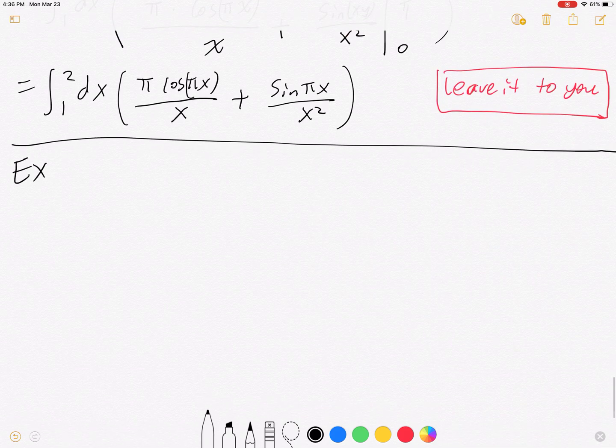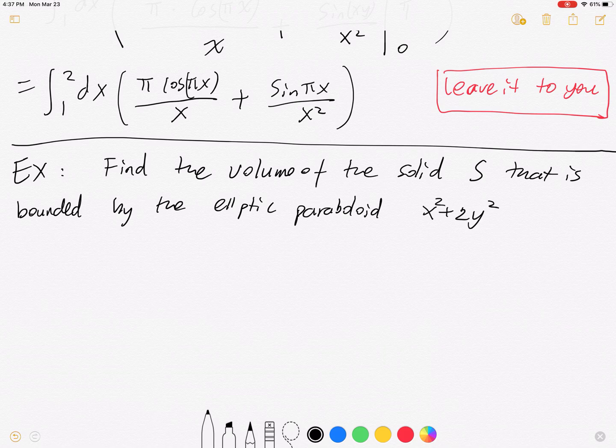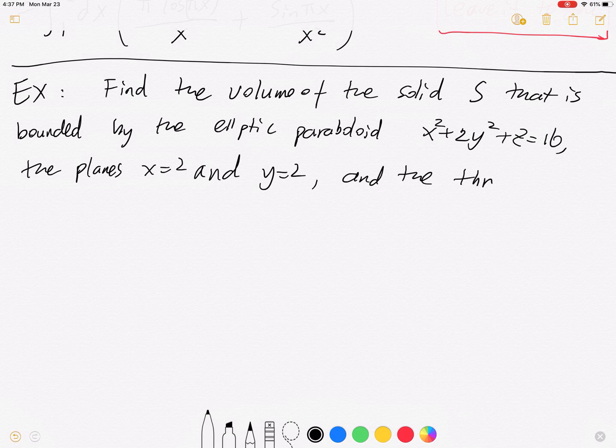Next, let's look at the following example. Find the volume of the solid S that is bounded by the elliptic paraboloid x squared plus 2y squared plus z equals 16, the planes x equals 2 and y equals 2, and the three coordinate planes.